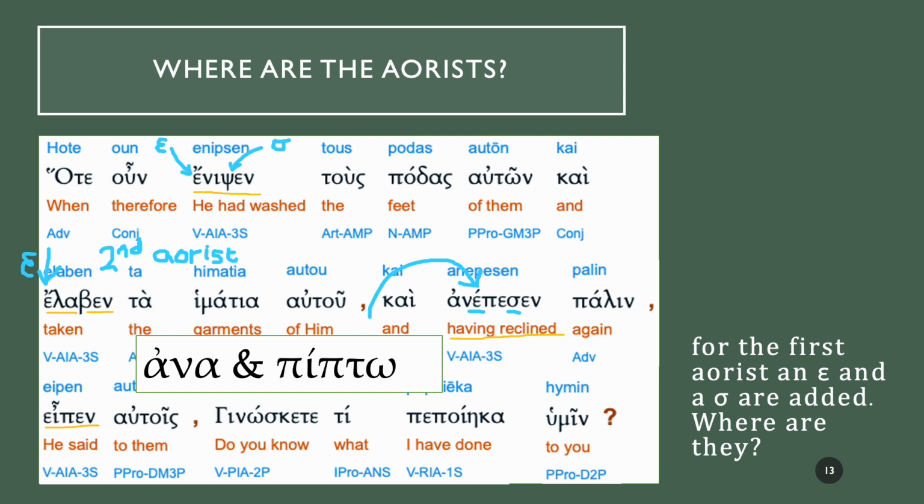It does happen. In fact, there's a word just a little bit before this where you get vowels on the end of words following where a word starts with a vowel, but generally speaking they do try to avoid it. So that's called elision, where they try to avoid elision. So the alpha has been pushed out, and then the words join together over time to form the compound word. So ana and pipto have become annepesen, and the epsilon, instead of being at the beginning, is at the beginning of where the verb starts, but after the preposition.